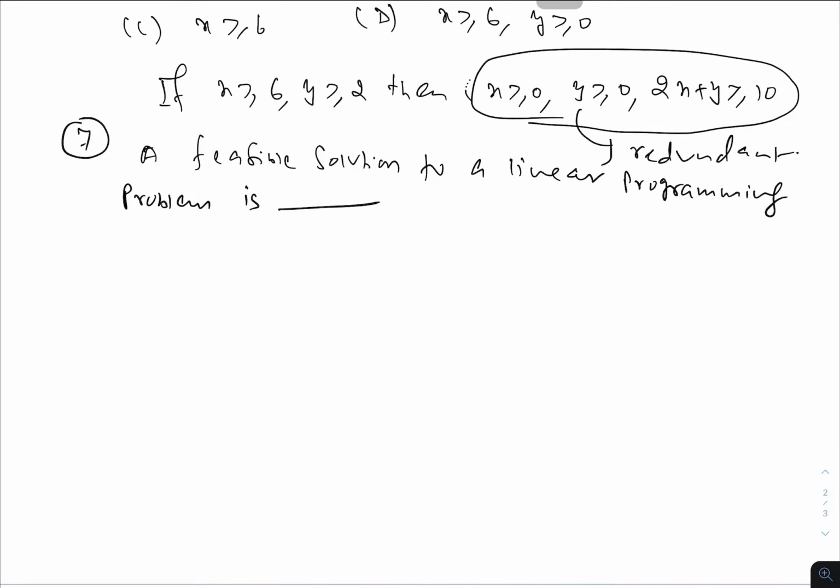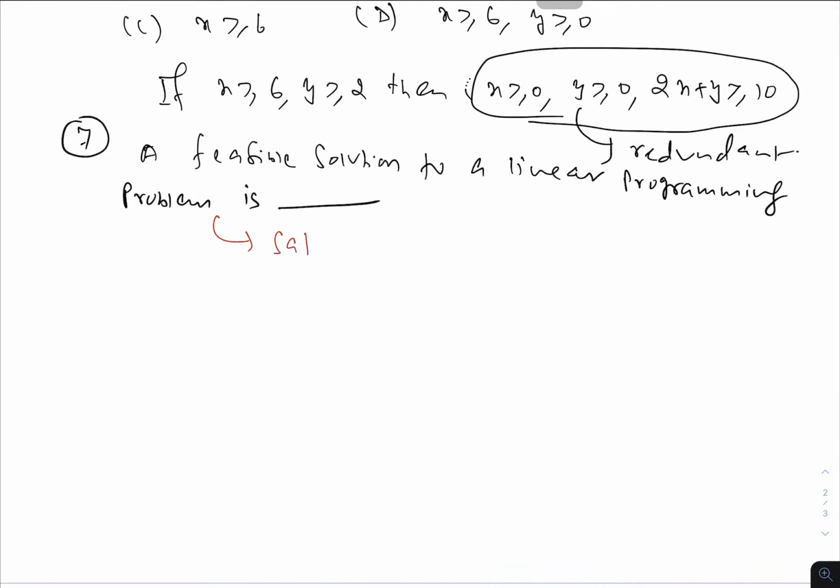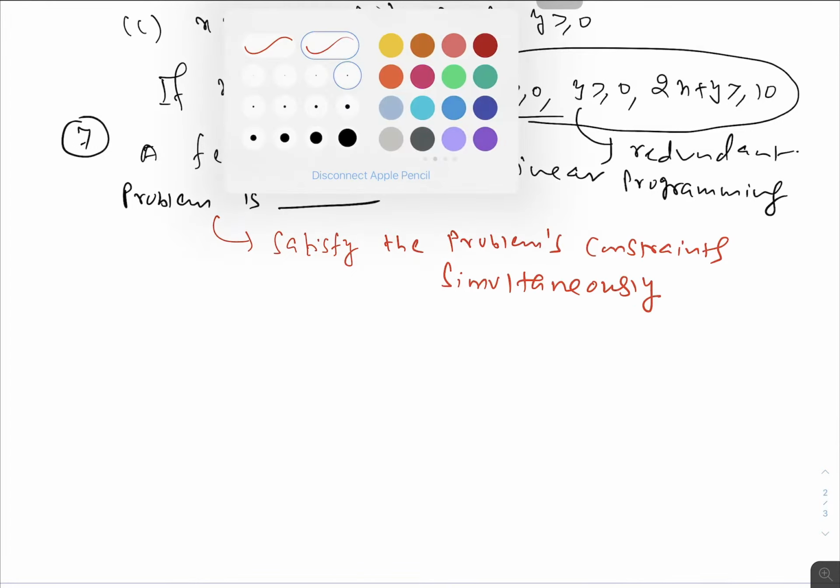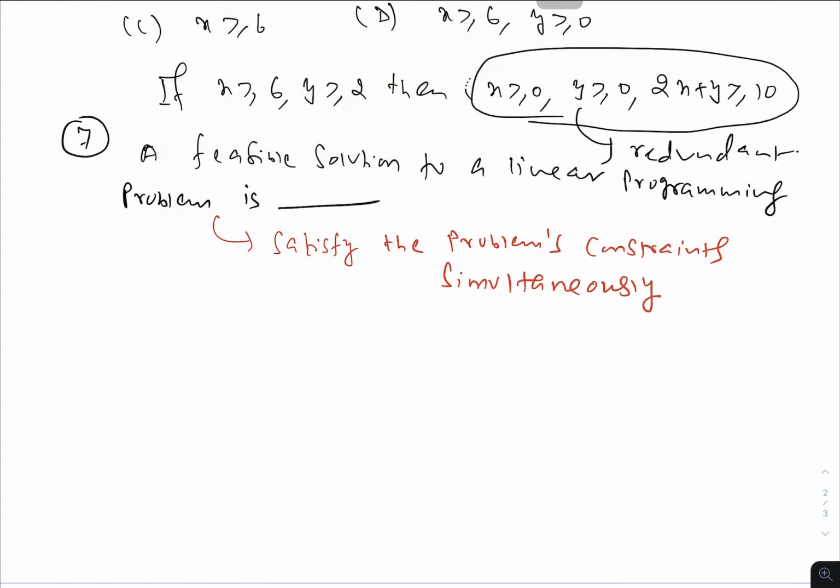satisfying. A feasible solution to a linear programming problem always satisfies the problem's constraints simultaneously. That means all the constraints should be satisfied at the same time. So that is the thing.